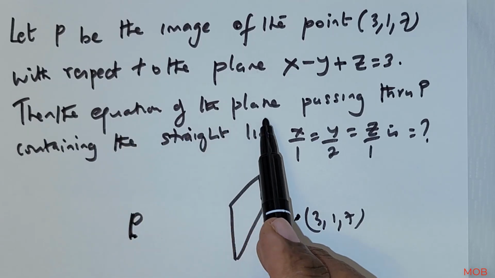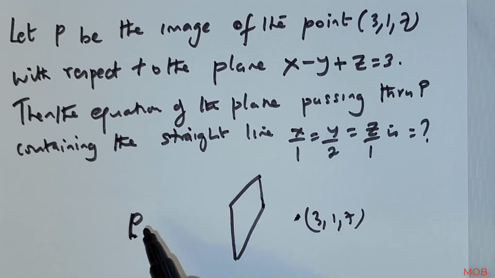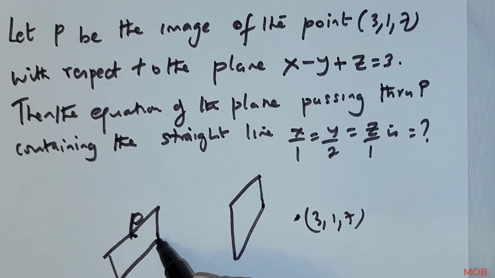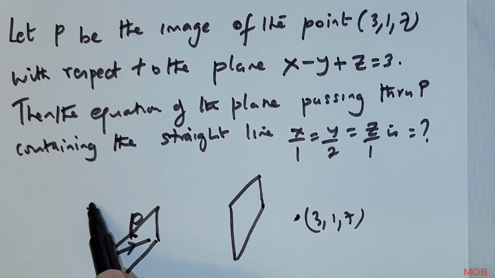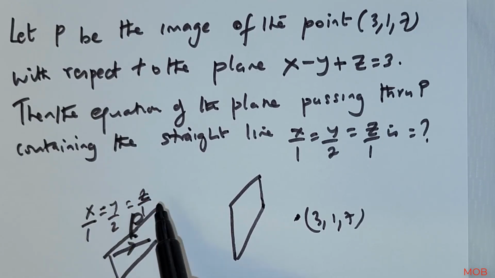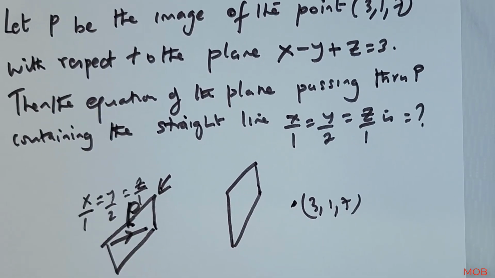Now we are asked to find the equation of another plane passing through this point P, and it contains a straight line. The equation of the line is given as x/1 = y/2 = z/1. So the main objective is to find the equation of this particular plane.